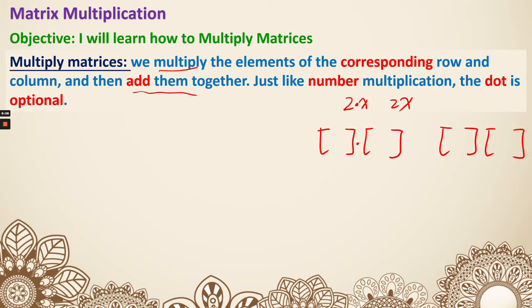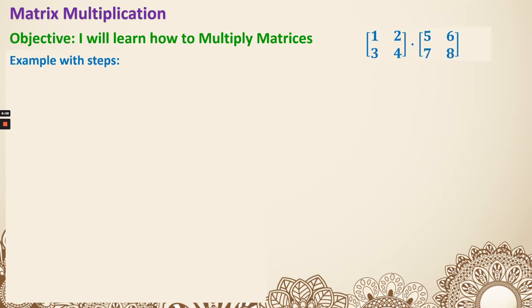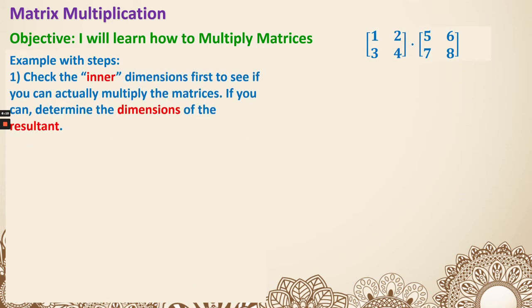Now it's time for the steps. Example with steps. First step, check the inner dimensions first to see if you can actually multiply the matrices. That's what we just talked about in example 1. So let's check the dimensions. 2 by 2, and another 2 by 2. Inner dimension, same. That means yes, we can multiply. And the outer dimension, 2 by 2, is going to be our result. That's why the next part of step 1 is, if you can, determine the dimensions of the resultant.